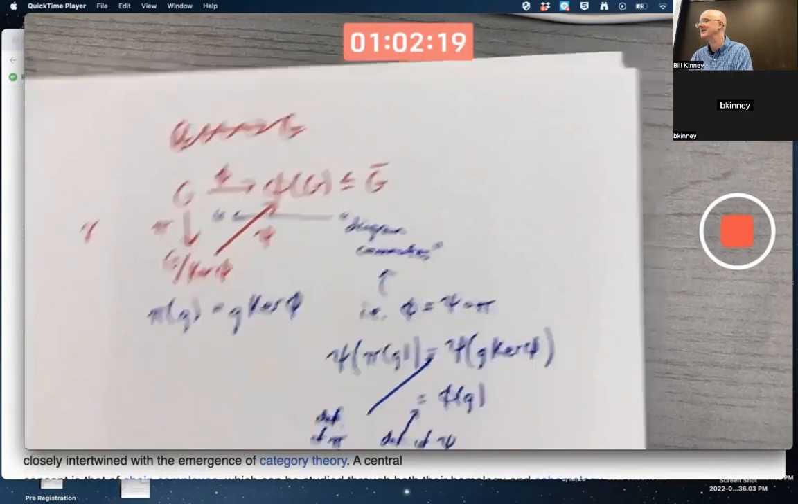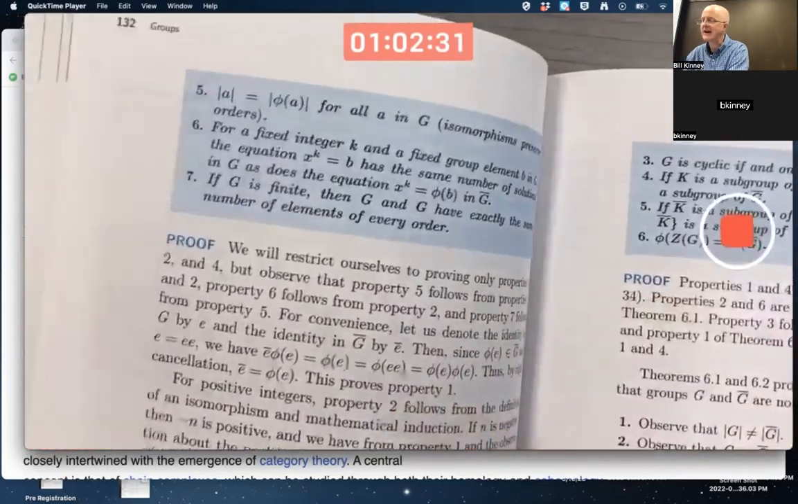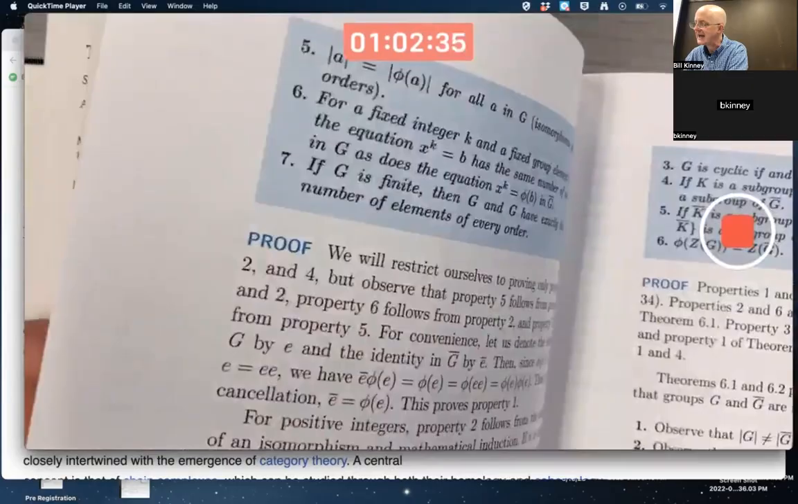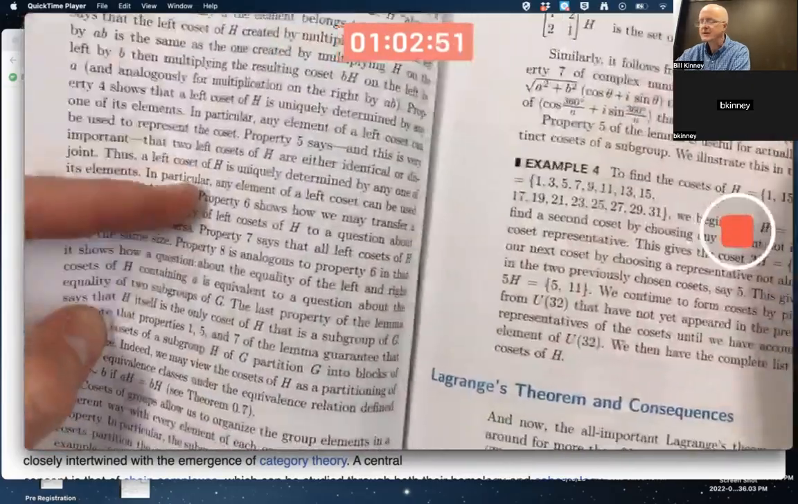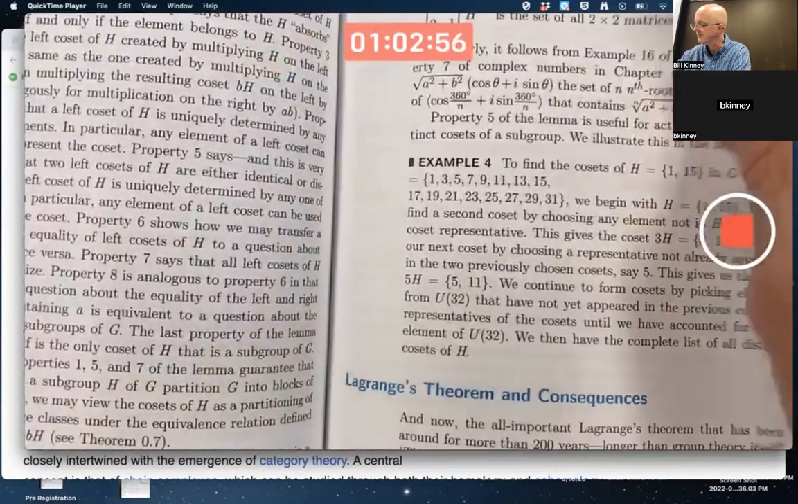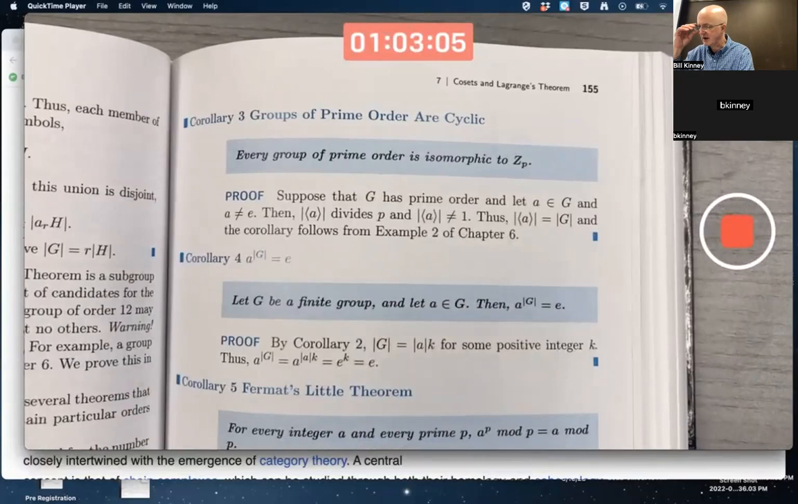Let's end class today by just doing an overview of various classification theorems. That is the goal of being a group theorist, to classify and understand groups. So what are some of our classification theorems? Our first classification theorems came in chapter 7 on Lagrange's theorem, and the very first one was a corollary of Lagrange's theorem.